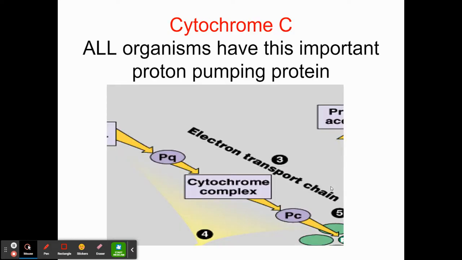Cytochrome C is an electron pump, or excuse me, a proton pump, that is powered by electrons. And every single organism that we've ever looked at has this, from bacteria to blue whales to you and I. This cytochrome complex is a protein, so it's made up of amino acids, and the sequence of those amino acids is encoded in every organism's DNA, and it's what we also call an evolutionarily conservative molecule, meaning that it changes very slowly over time.